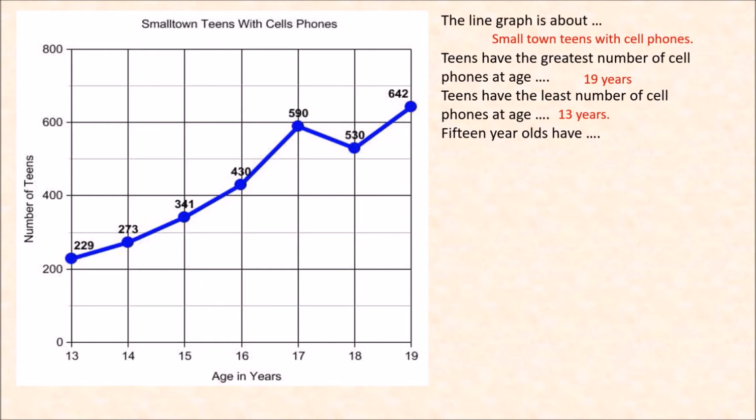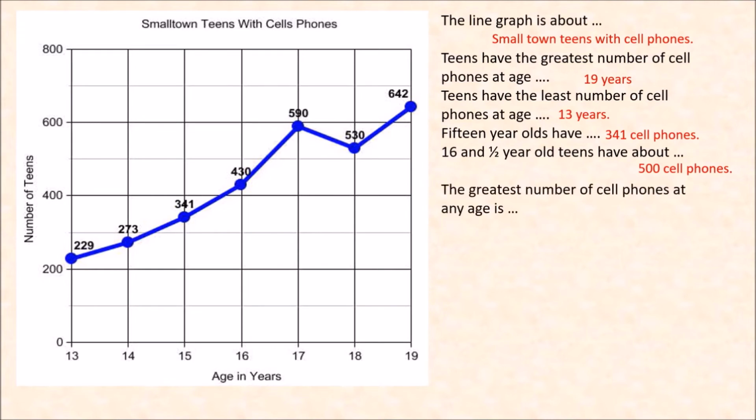15-year-olds have, so look at the 15 on the x-axis and go up, that gives us 341 cell phones. 16-and-a-half-year-old teens have about, so 16-and-a-half is between 16 and 17, and that is approximately 500 cell phones. That's a good estimate.